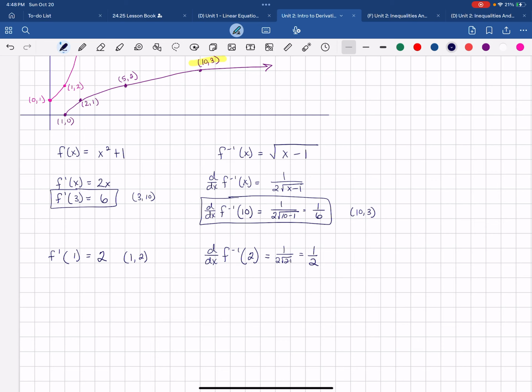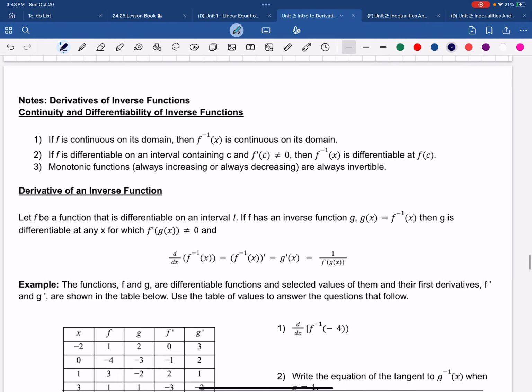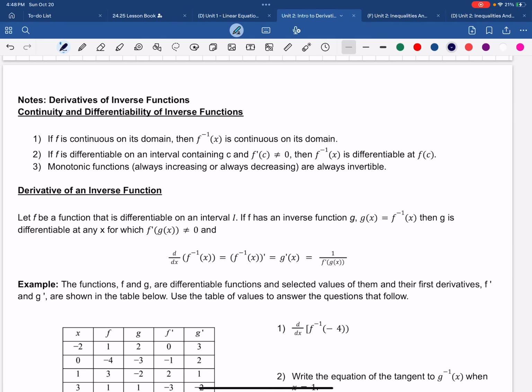All right, so let's take a look now at this set of notes. We have a couple of little things that you can read through, but just to summarize, if f is continuous on its domain, then f inverse is also going to be continuous on its domain. If it's differentiable everywhere except where f prime of c equals 0, the inverse function will also be differentiable. The problem with f prime of c being equal to 0 is that when we invert that, it goes from a horizontal tangent line to a vertical tangent line. And we know that a function is not differentiable at a vertical tangent line.